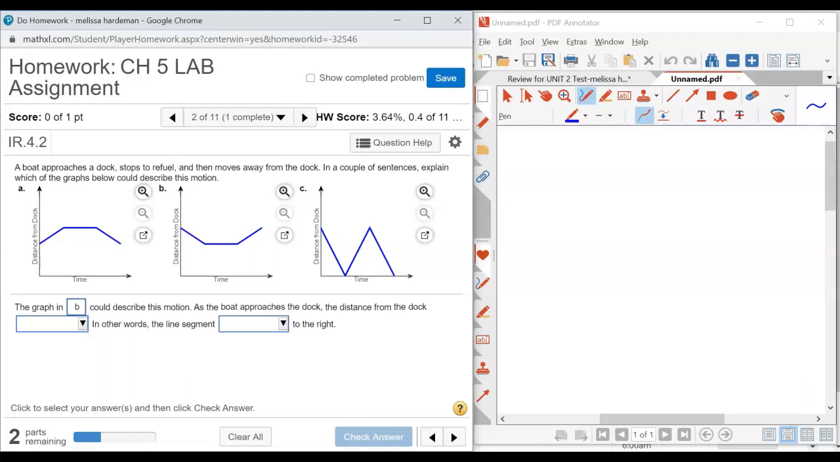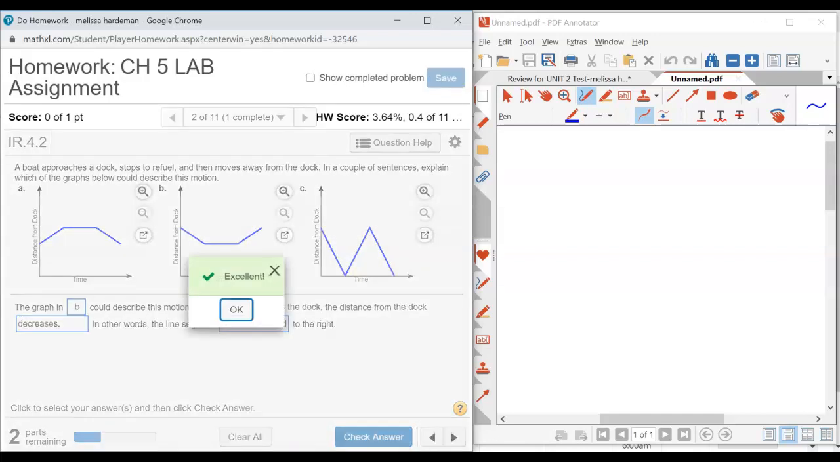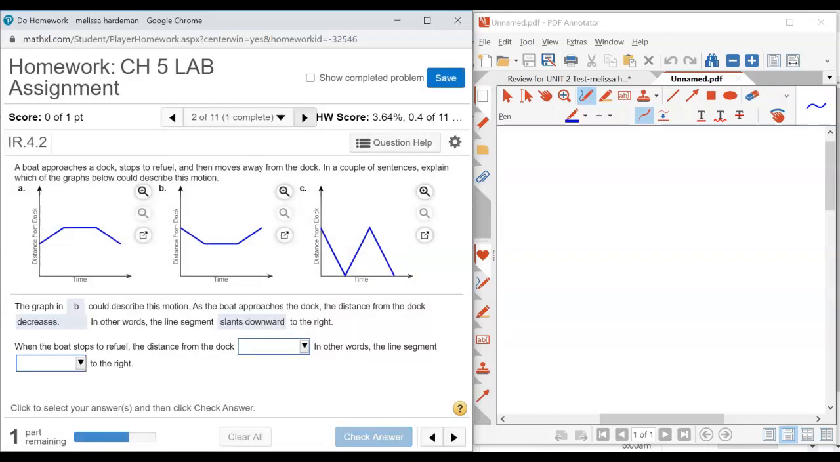And as the boat approaches the dock, the distance from the dock decreases. In other words, the line segment slants down. Let's see if it's good with that. There we are. Okay, let's see the next kind of problem we have.